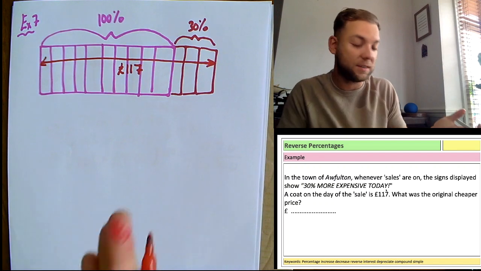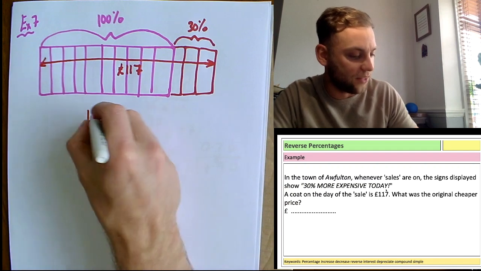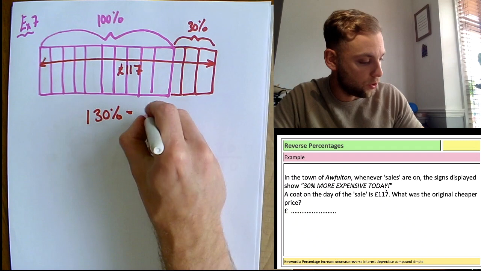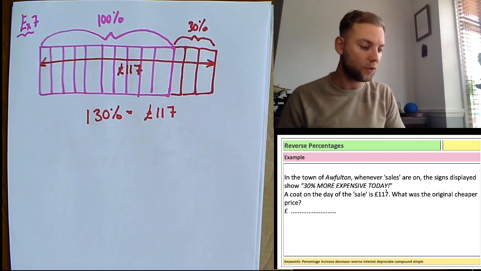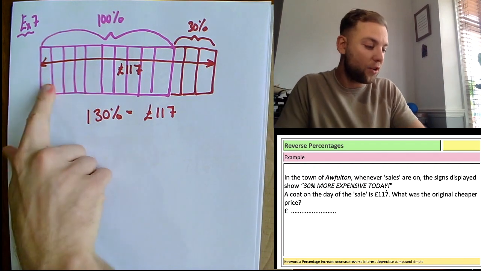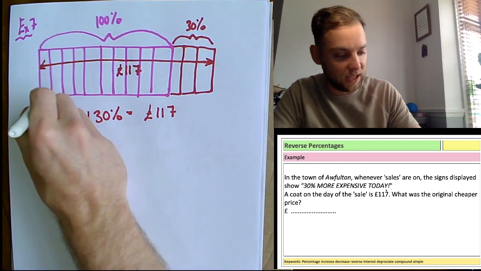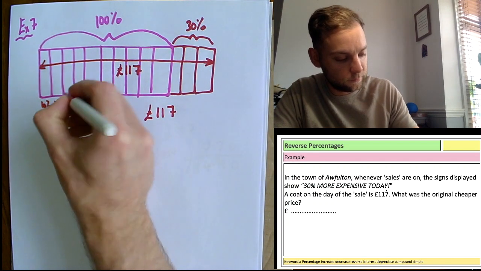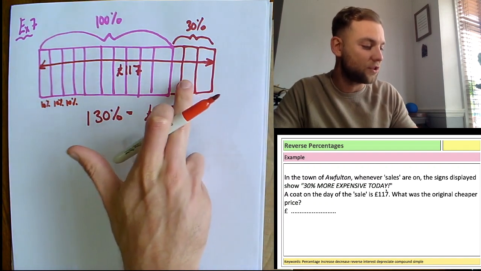So we're not saying that it's been decreased, it's not 70%, I'm increasing here. So my starting point with this is the fact that 130% is equal to £117. Okay, that's my starting point. So how do I then find 10%? Well, if I know that 13 of these is worth 117, then to find one of these, which I know is 10% each, remember, each one of these is worth 10%, then I divide by 1, 2, 3, 4, 5, 6, 7, 8, 9, 10, 11, 12, 13.